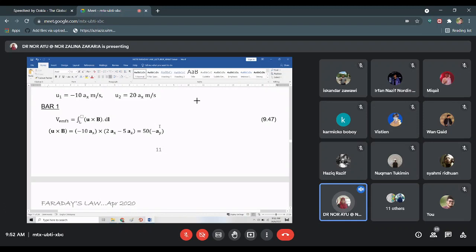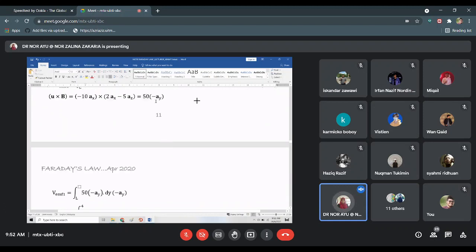motional EMF, so the line must follow what is the cross product, right? Before this, so the line must follow the cross product. So if let's say here the cross product, the direction is negative AY. Okay, so whatever yang dalam yang dia beri, so kita gunakan the final answer is negative AY. So DL must be the same as the cross product. So that's why DL dia adalah dy negative AY.